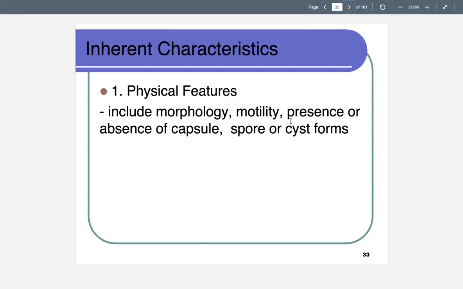Okay, and then cyst forms, class, this is pertaining to the egg form of parasites. Cyst forms.